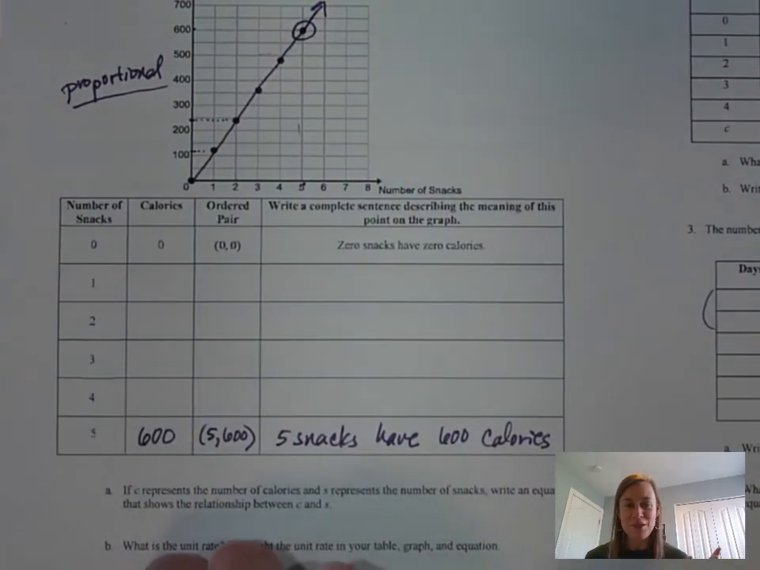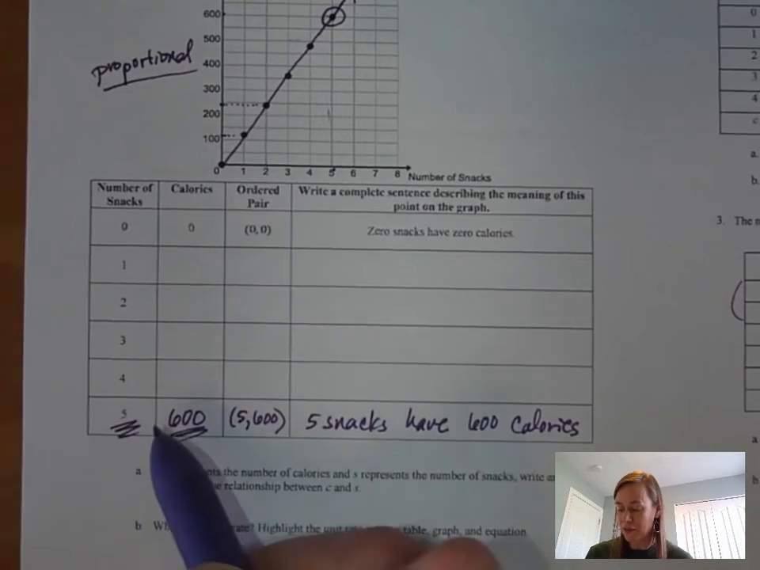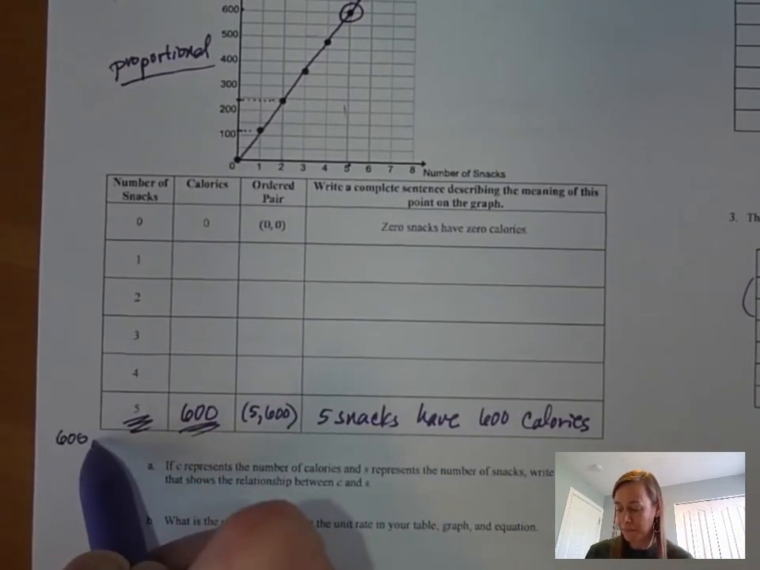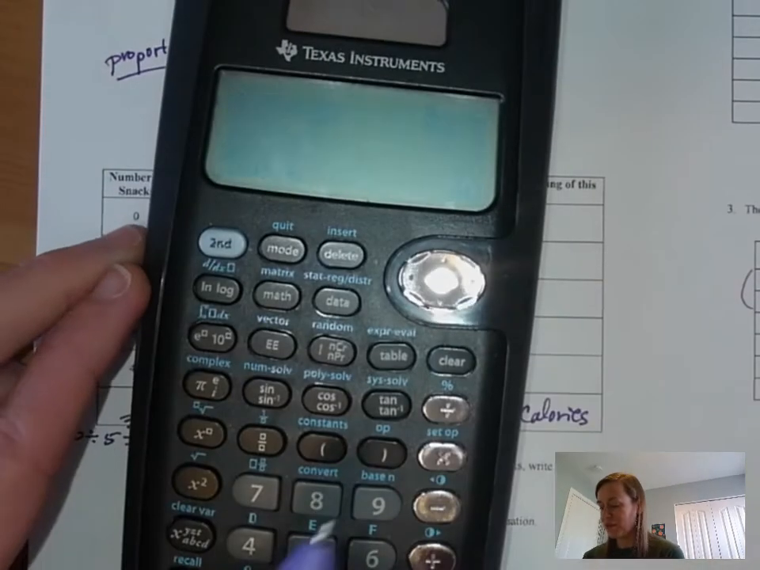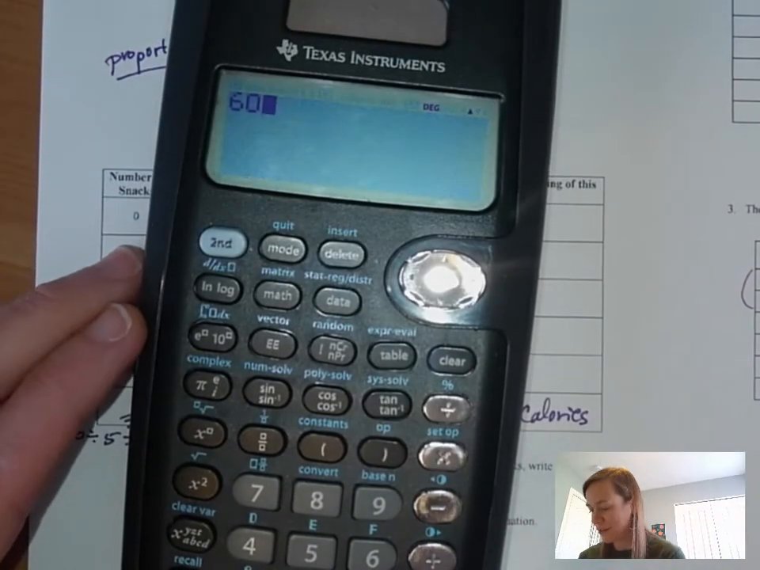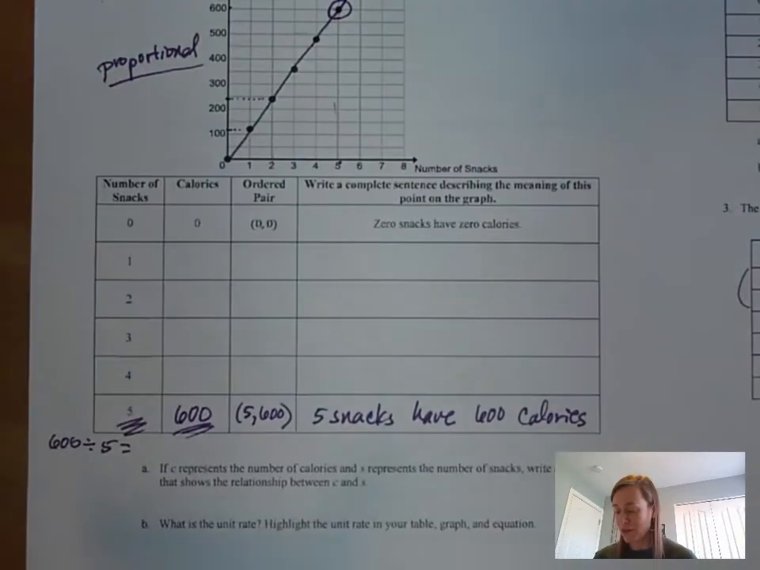So how do we find the unit rate? We're going to take the y value and divide it by the x value. So it's going to be 600 divided by 5. And that is going to give us, feel free to use your calculator, if you know it off the top of your head, that is awesome too, it's going to be 120 for the unit rate.